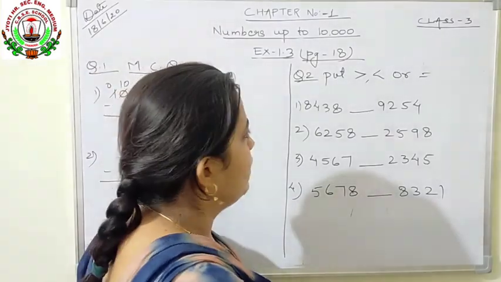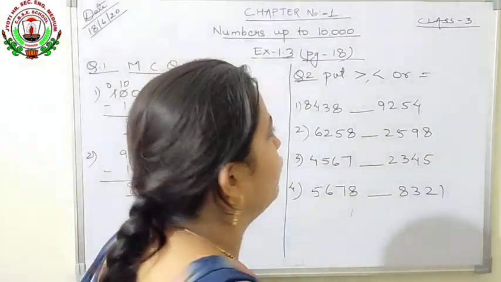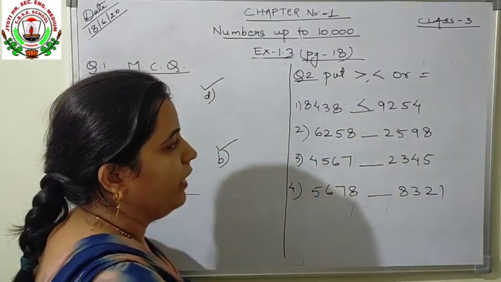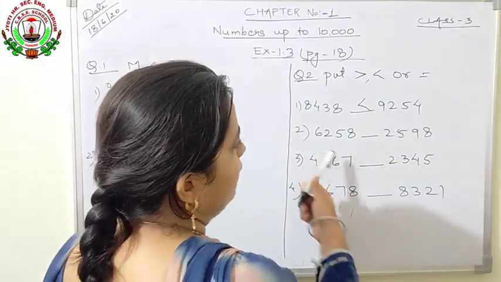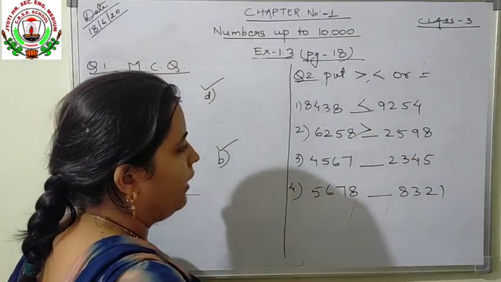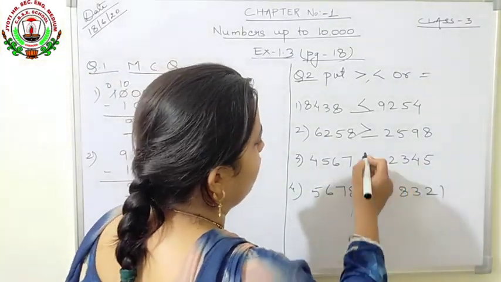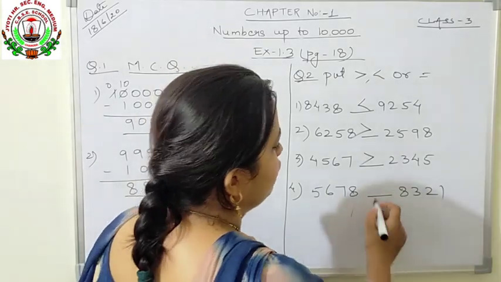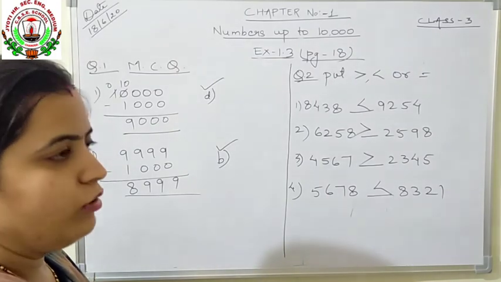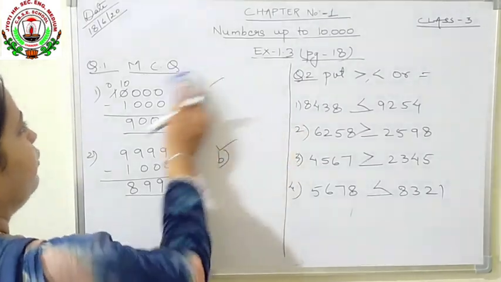So which one is greater in question number 1? 8438, here it is 9254. Which one is greater? 8000 or 9000? 9000 is greater. So we will make a sign like this. In the next, 6000 is given here and 2000. Which one is greater? 6000. So we will make a sign like this. Here it is 4500 and here is 2300. So 4000 is greater. In this question 8000 is greater. So in this way you have to put the sign, and this question also you have to do in your book. Now moving to our third question.